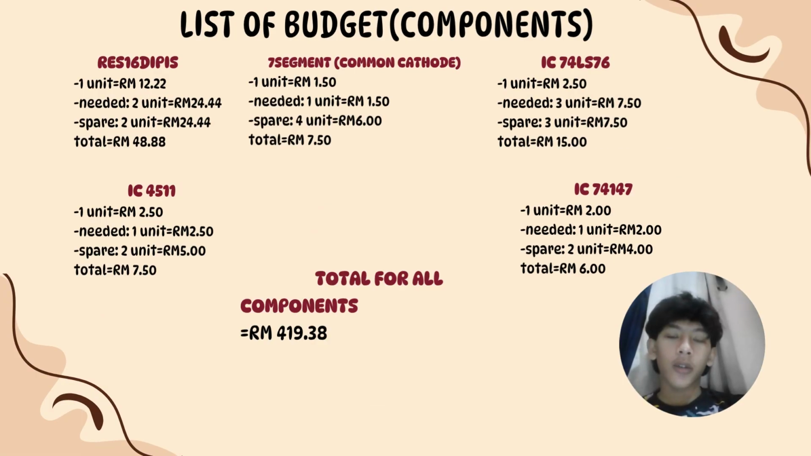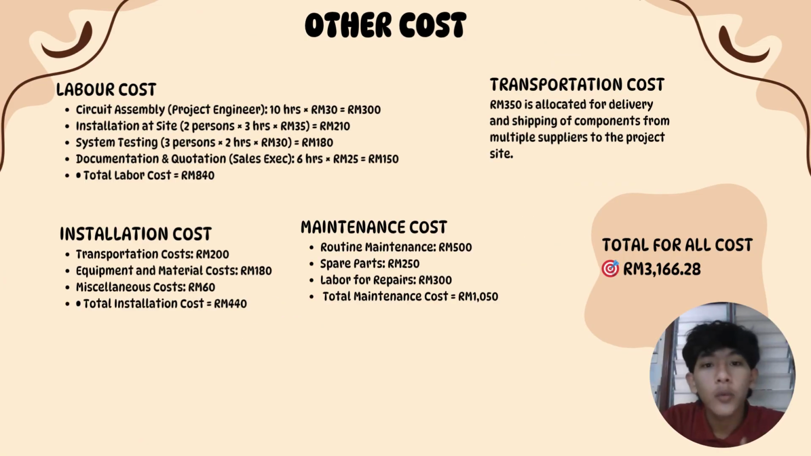In this slide, you have the other components. We have 7 segment and IC, and here we have the total for all the components needed. So the total cost for all components is 419.38. When we do a project, there are also other costs like labor costs, transportation costs, installation costs, and maintenance costs. In this slide, I will explain all the other costs.